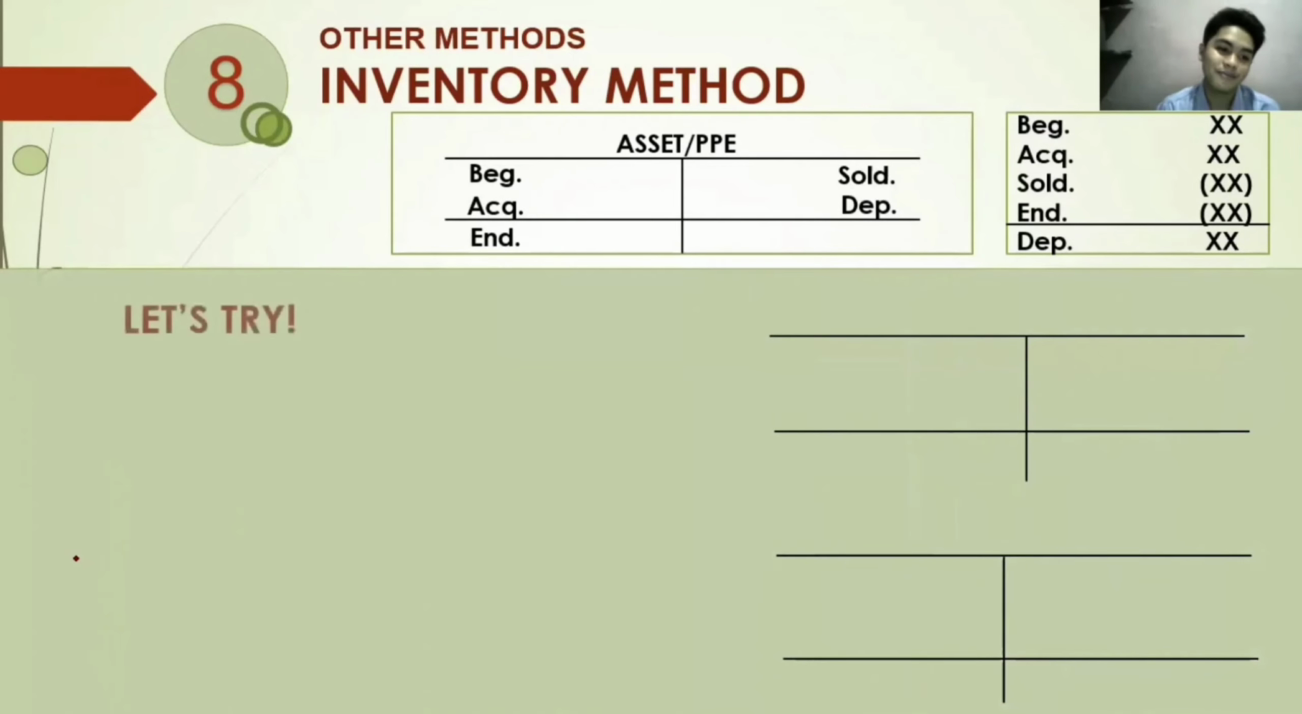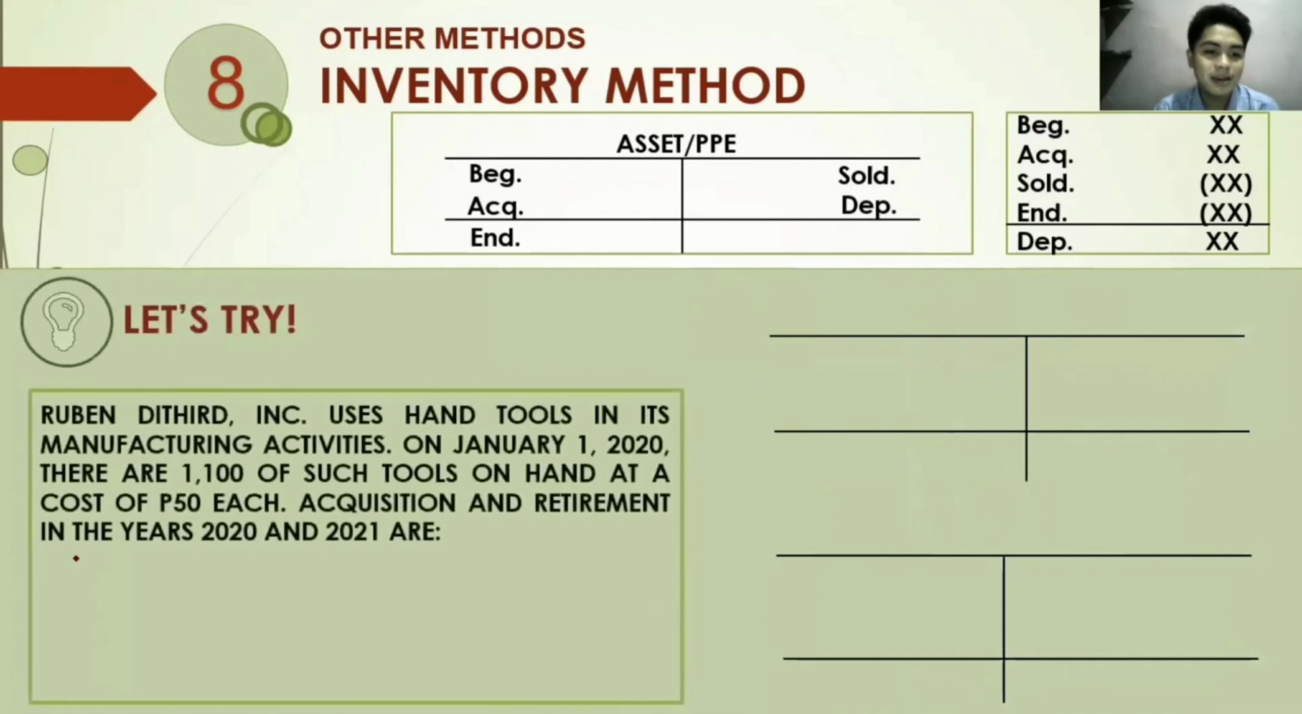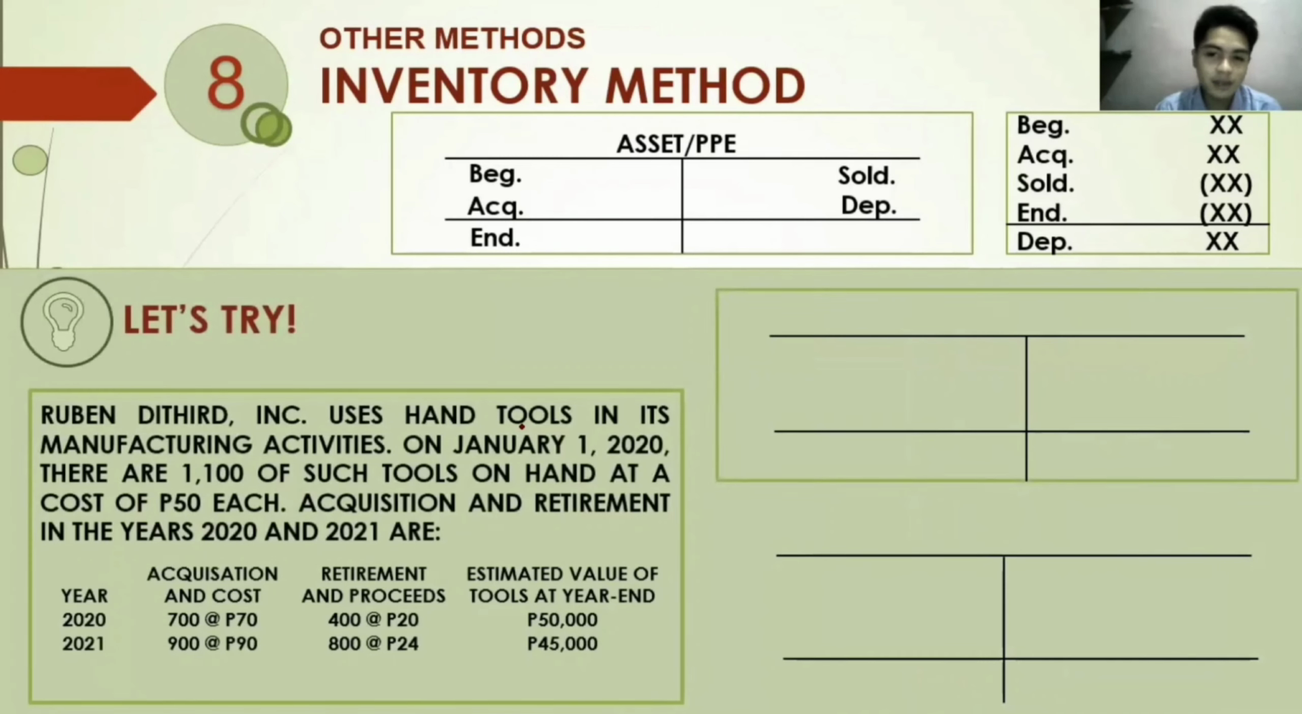Let's try. Same problem pa rin tayo, guys, ha? Sa year 2020 muna tayo, guys. Magkano kaya yung depreciation sa year 2020? So, record lang natin yung beginning. Diba? In year 2020, meron tayong 1,100 tools sa halagang 50 pesos. So, 1,100 times 50, how much? 55,000. Meron po ba tayo in-acquire in year 2020? Meron po, which is 700 tools sa halagang 70. So, record lang natin, guys.